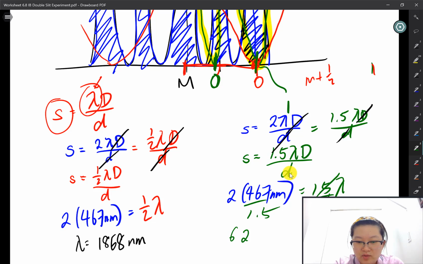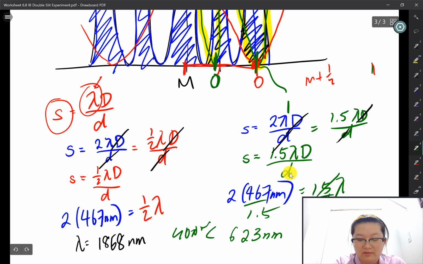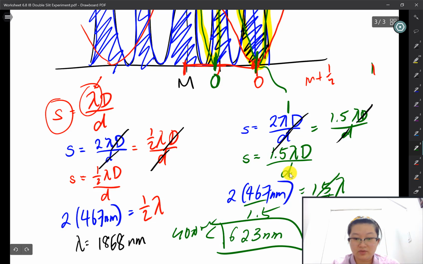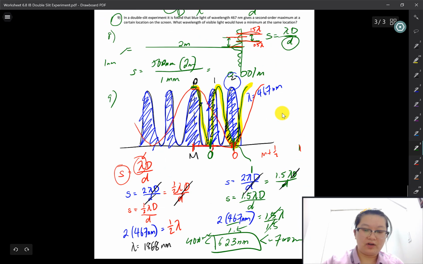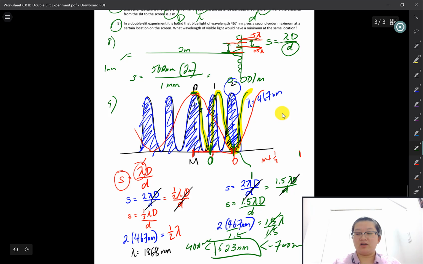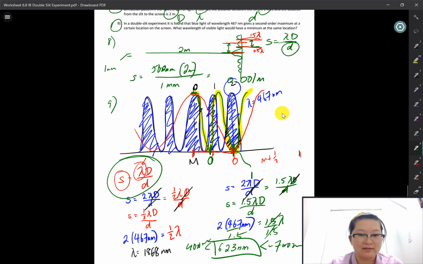So 623 nanometers, which is within the roughly 700 nanometer and 400 nanometer range. So definitely 623 nanometers is our answer. Okay, phew, all right, so that was definitely a trickier question. It kind of tests whether or not you fully understand where this equation comes from, how it is derived, and just fully using these concepts here.